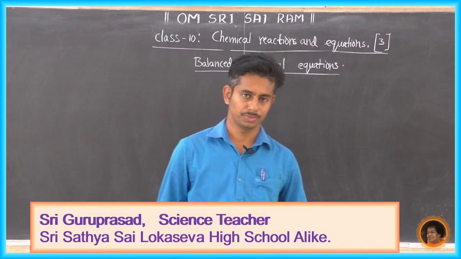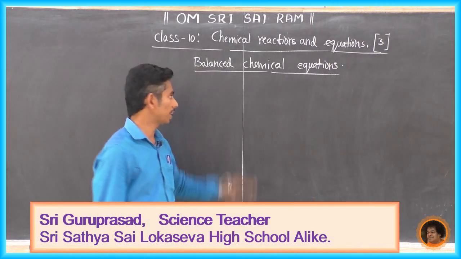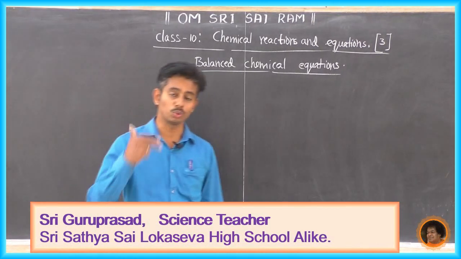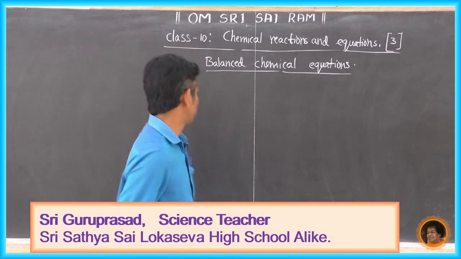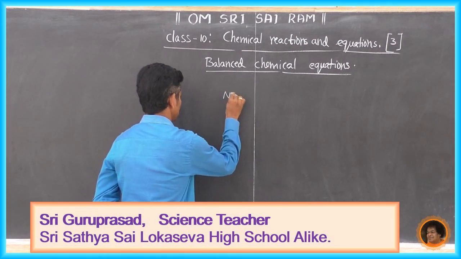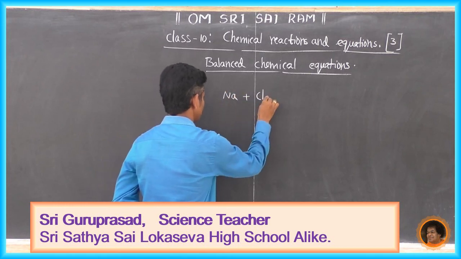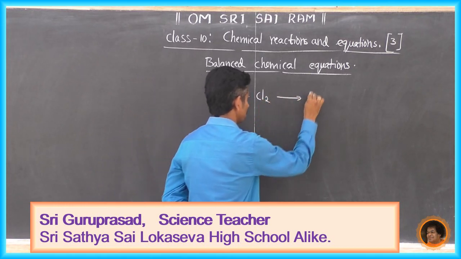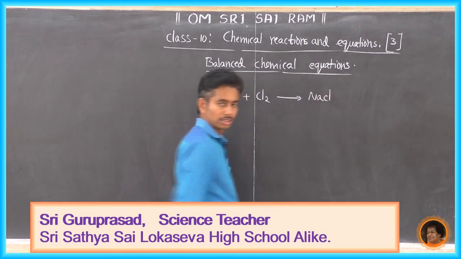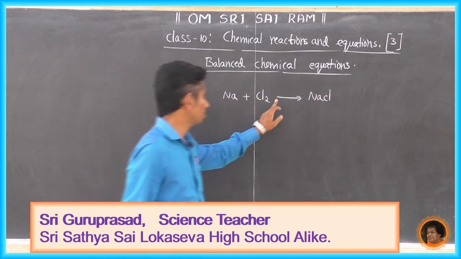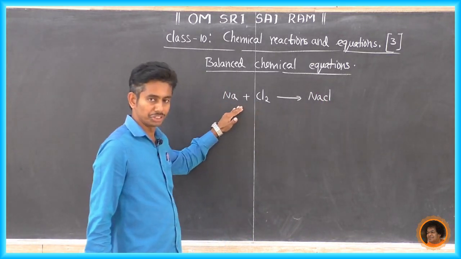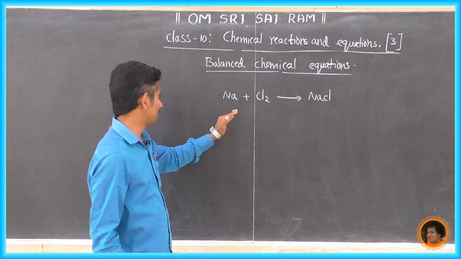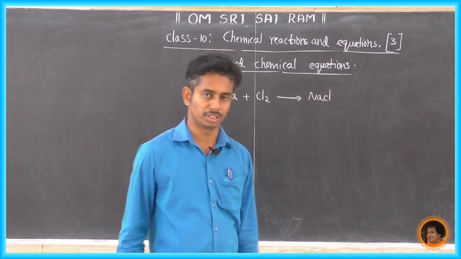Om Shri Sai Ram. Today's topic is balanced chemical equation: how to balance a given chemical equation. For example, sodium reacts with chlorine, it gives sodium chloride. Na plus Cl2 gives rise to NaCl. This is a chemical equation. How to balance this chemical equation?